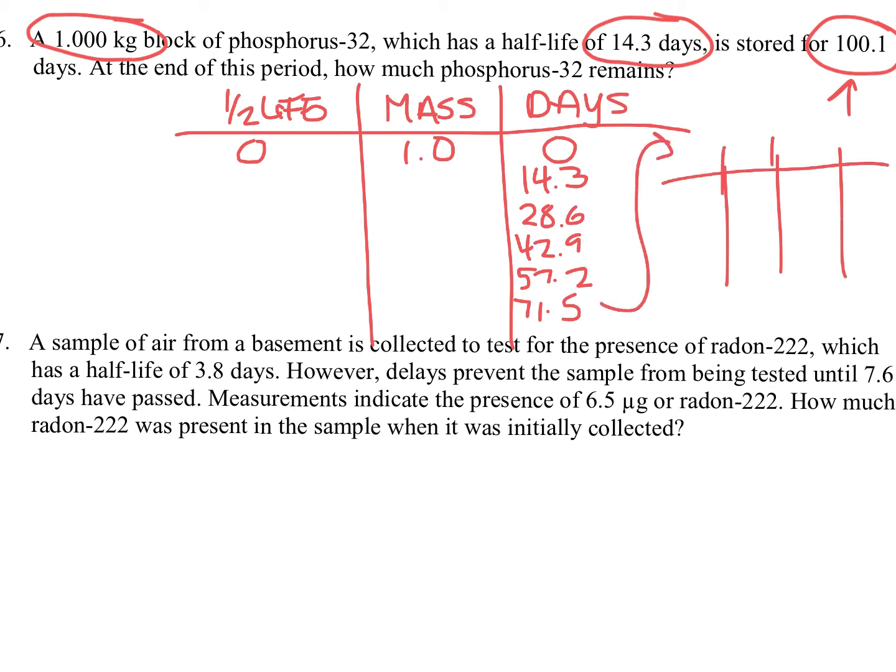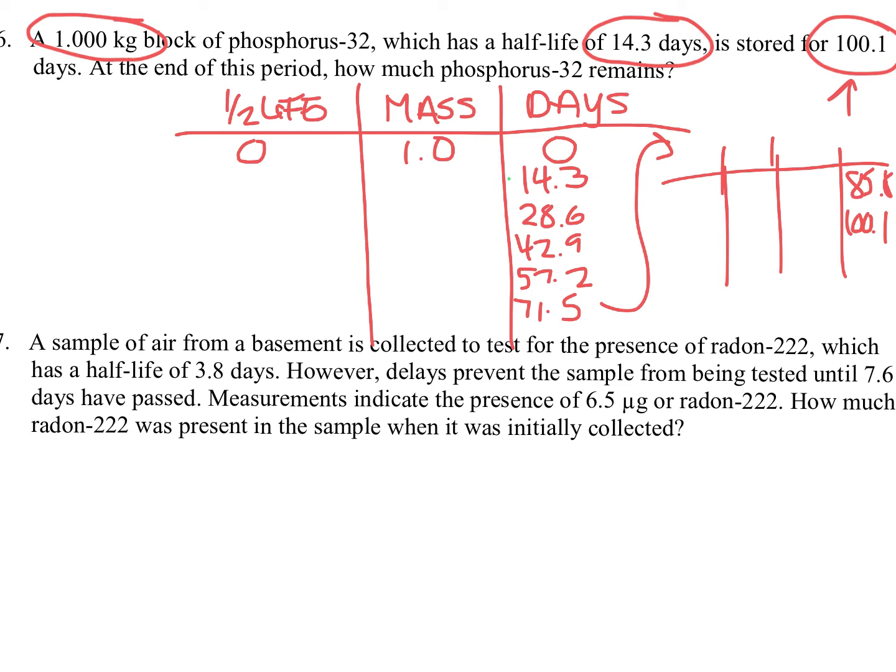Let's do that. After 71.5 days, another 14.3 days is 85.8 days. And after that, another 14.3 days gives me 100.1 days. All right, so now that I figured that out, let me see how many half-lives that is. So let me get a different color to help here.